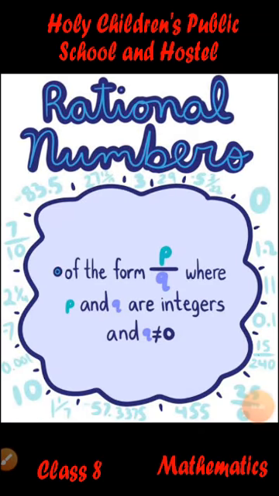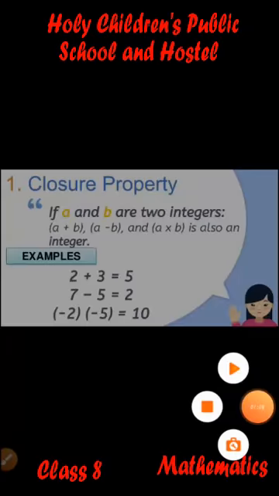Do you know, students, rational numbers have their own properties along with mathematical operations, and today I will discuss all these properties of rational numbers. There are some properties like closure, commutative, associative, distributive, and so on. So let's discuss all these properties of rational numbers.